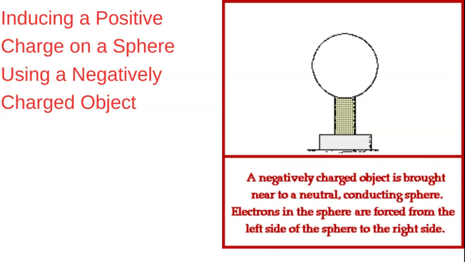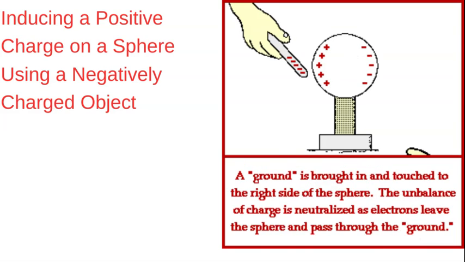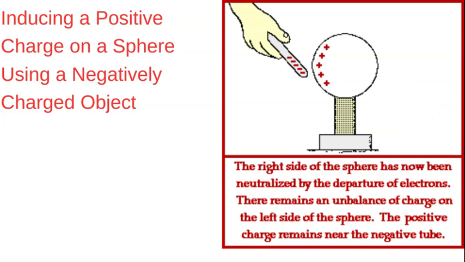Let's see that one more time before we move on. The negative rod comes down, polarizes the sphere, but doesn't charge it yet. It's not until you ground it, until you touch it, that you are able to push the electrons out of the sphere and into the hand there.